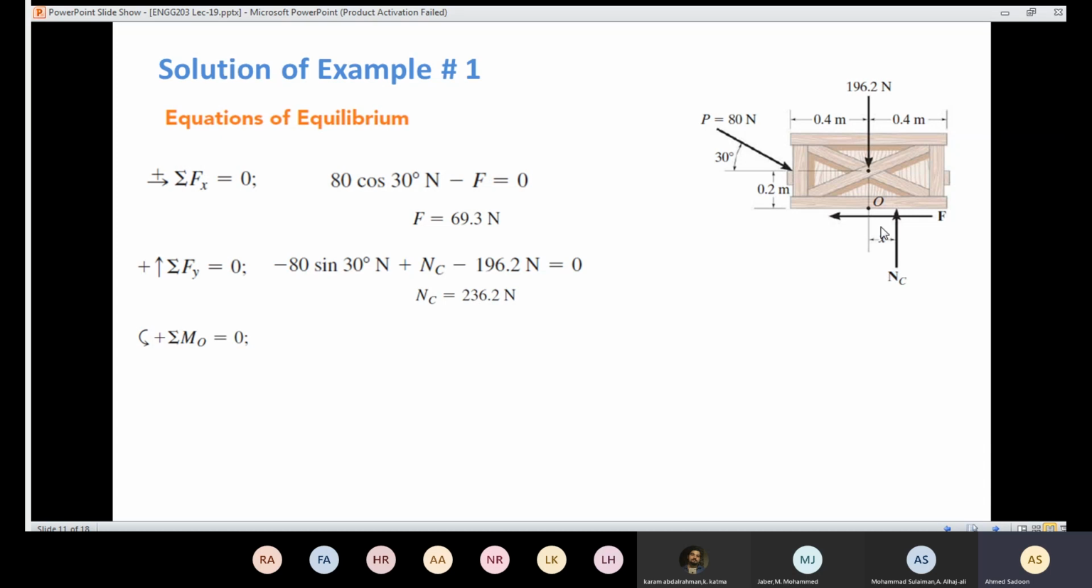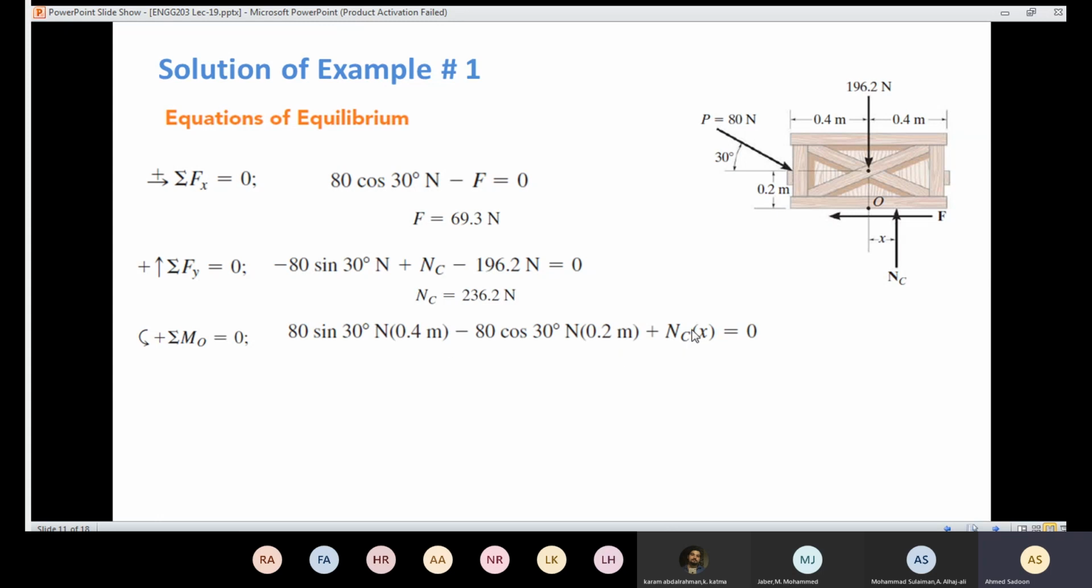And here NC is going to be multiplied by X. NC times X is going to cause positive moment. The component in Y is going to cause positive moment as well. The component in X is going to cause a negative moment. So we have positive moment from Y times 0.4. We have negative moment as a result of the component in X, here multiplied by 0.2, and the NC is going to cause positive moment.